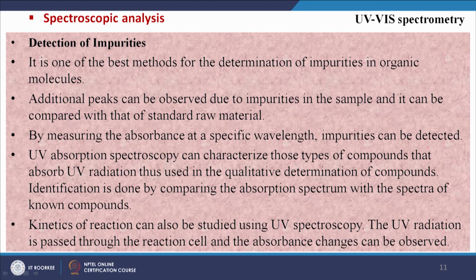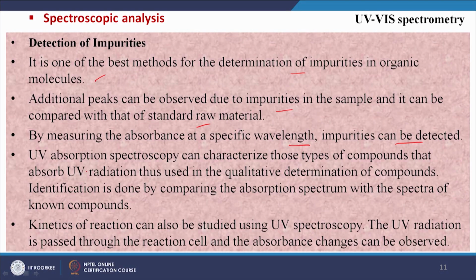Now, detection of impurities. It is one of the best methods for the determination of impurities in organic molecules, and additional peaks can be observed due to impurities in the sample, and it can be compared with that of the standard raw material. By measuring the absorbance at a specific wavelength, impurities can be detected. A particular type of compound or element will be able to capture or absorb light of that particular wavelength, or monochromatic light of a specific wavelength.